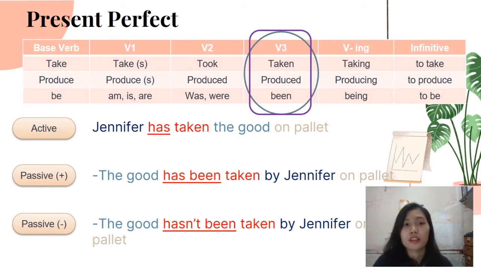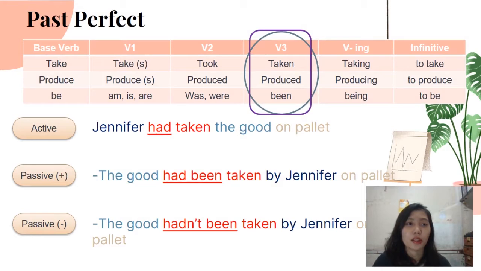Present perfect. The present perfect uses the verb 3 column. The active sentence is: Jennifer has taken the good on pallet. If we change it to a positive passive sentence: the good has been taken by Jennifer. And the negative passive sentence is: the good has not been taken by Jennifer.